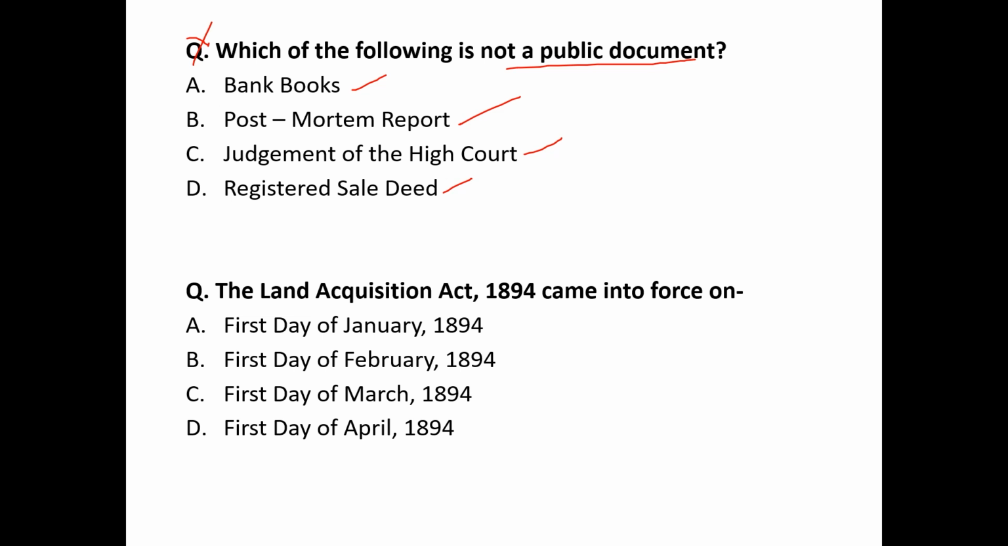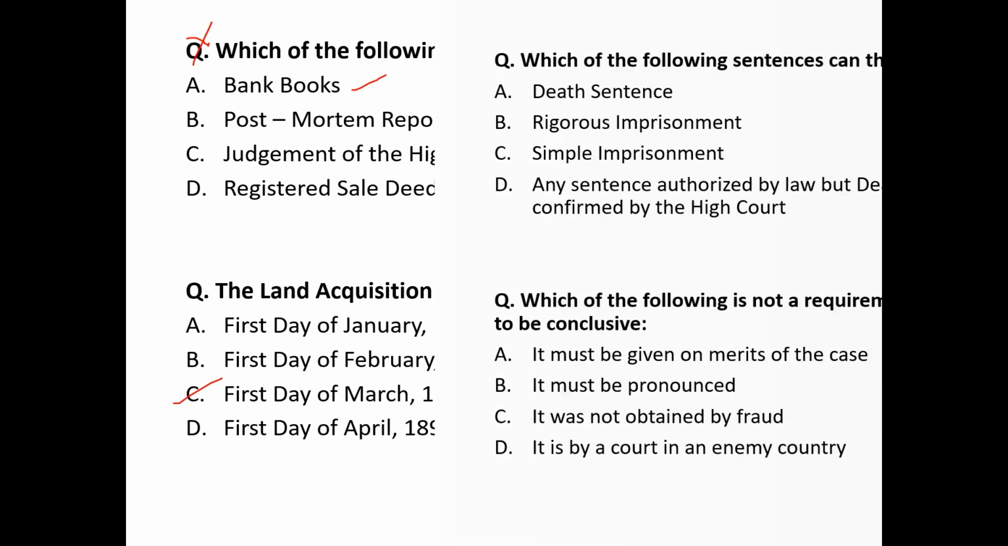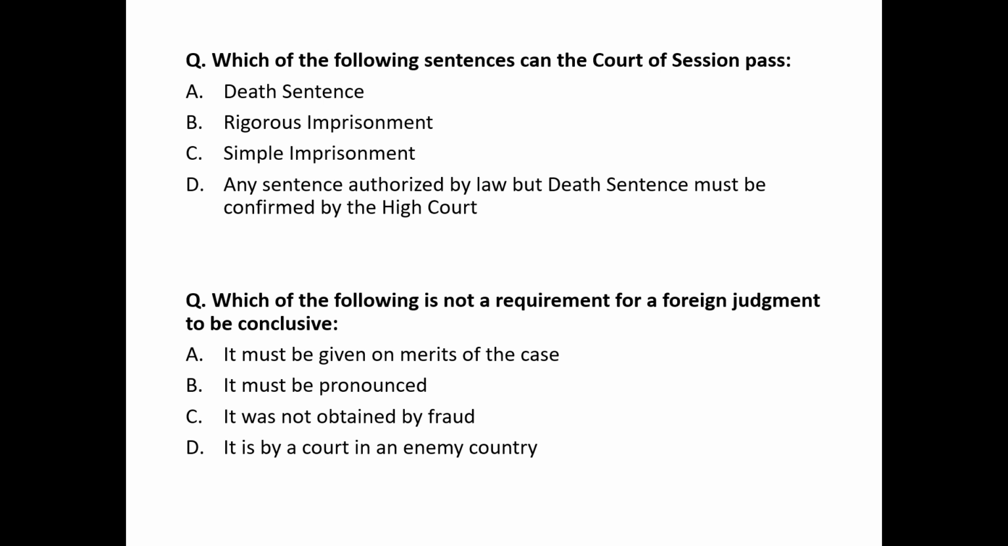Next question. The Land Acquisition Act 1894 came into force on the 1st day of March 1894. Option C. Next question. Which of the following sentences can the Court of Session pass? Any sentence authorized by law, but that sentence must be confirmed by the High Court. Option D. Next question. Which of the following is not a requirement for a foreign judgment to be conclusive? It is by a court in any enemy country.